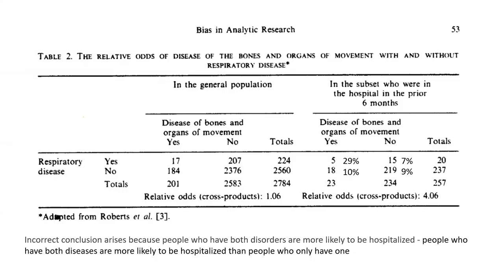And now in this scenario, when you do a hospital-based case control study, you are getting a wrong odds ratio or a wrong estimate of the association merely because individuals with both the morbidities are more likely to be in the hospital. And this is Berkson's bias, which can occur in hospital-based studies.